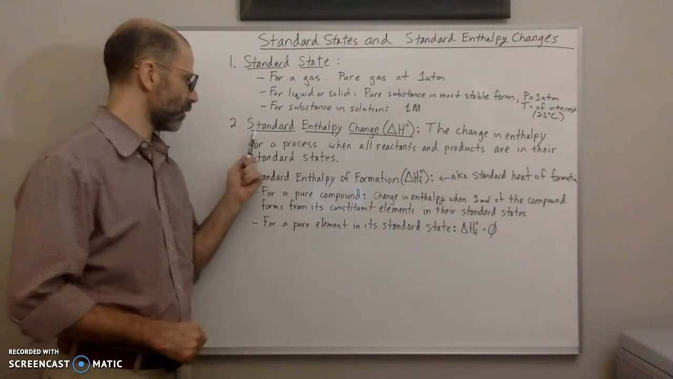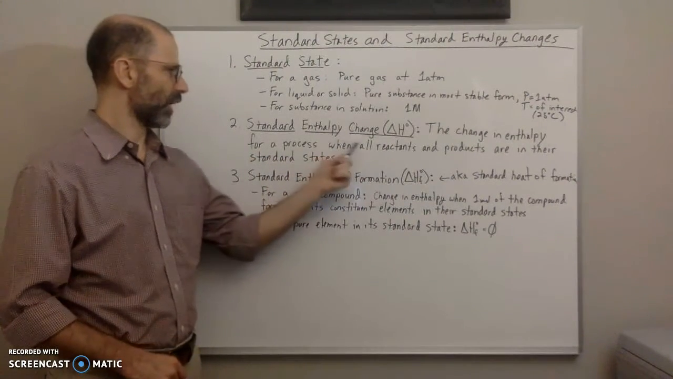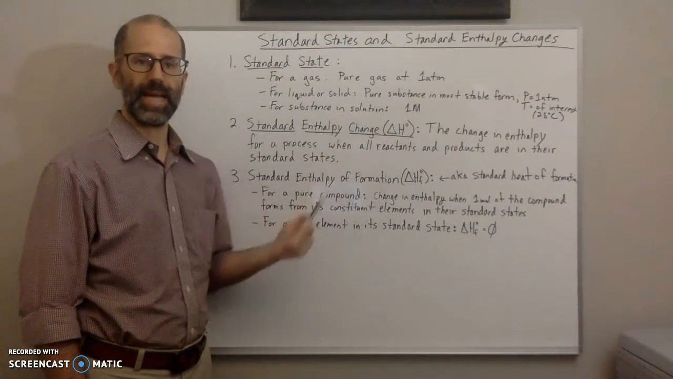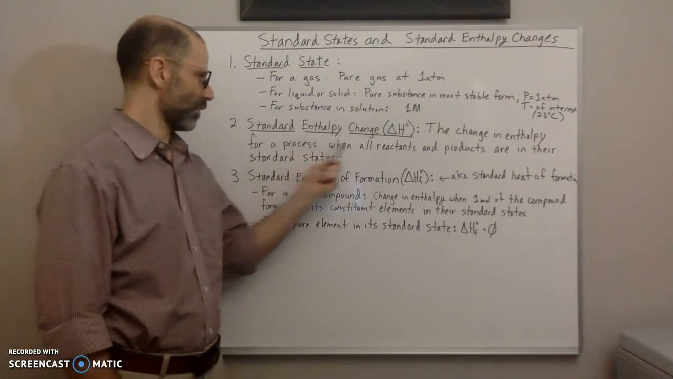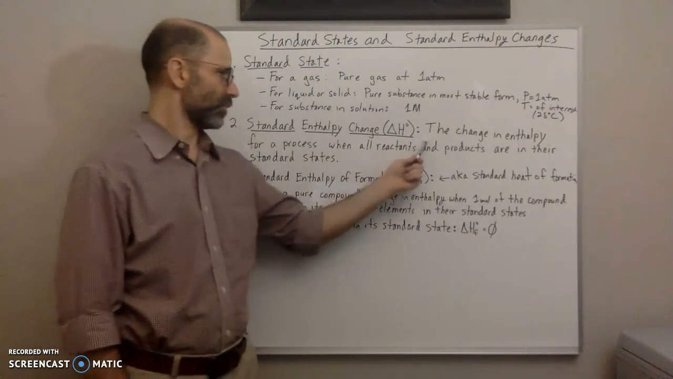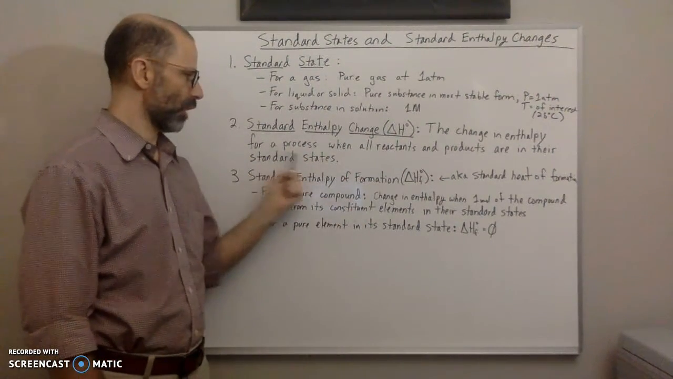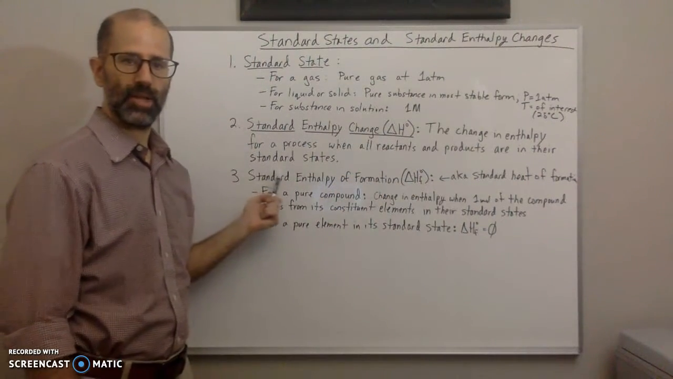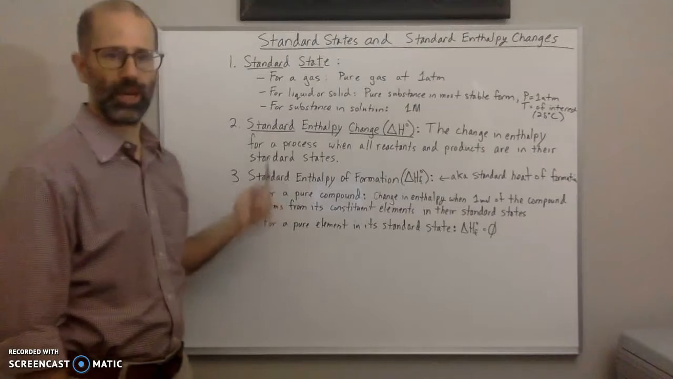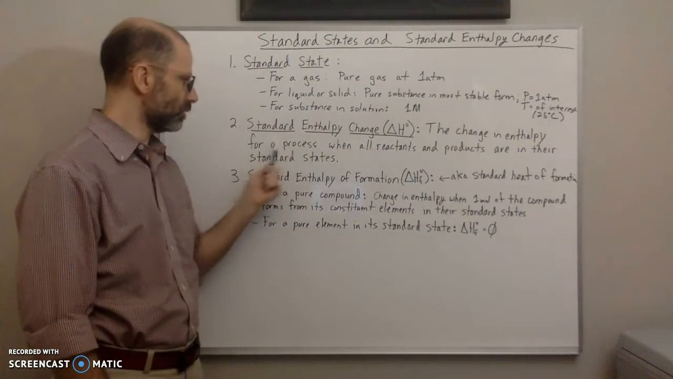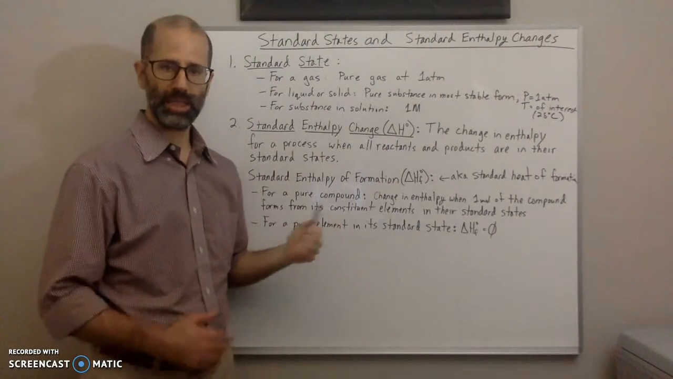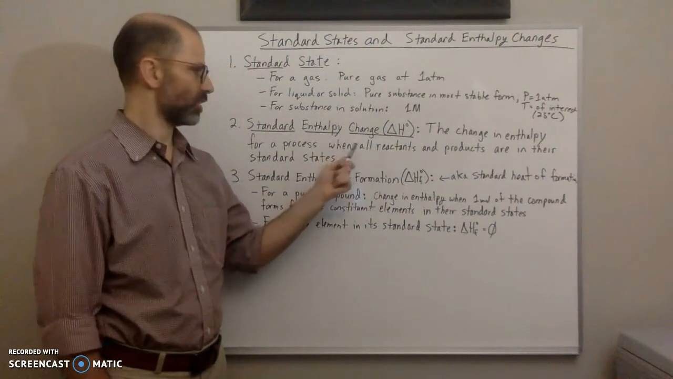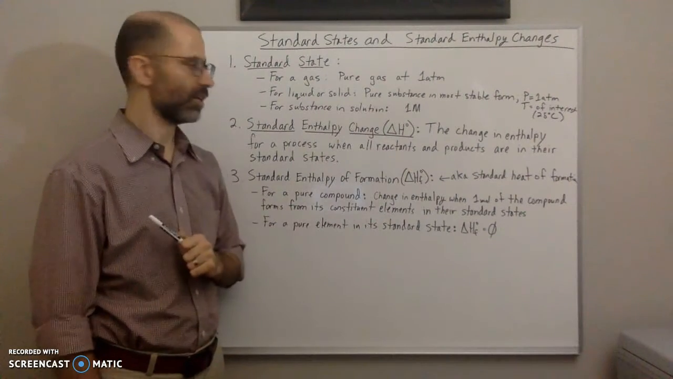The other thing to talk about is standard enthalpy change, and that's represented by delta H, and the degree sign represents standard. So what is the standard enthalpy change? It is the change in enthalpy for any process when all the reactants and products are in their standard states. So if I have a chemical equation where the reactants and products are all in their standard states, then the enthalpy change for that reaction is considered the standard enthalpy change.